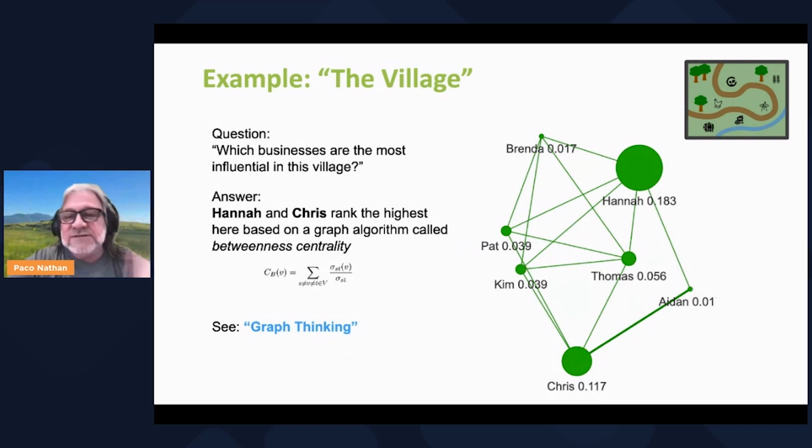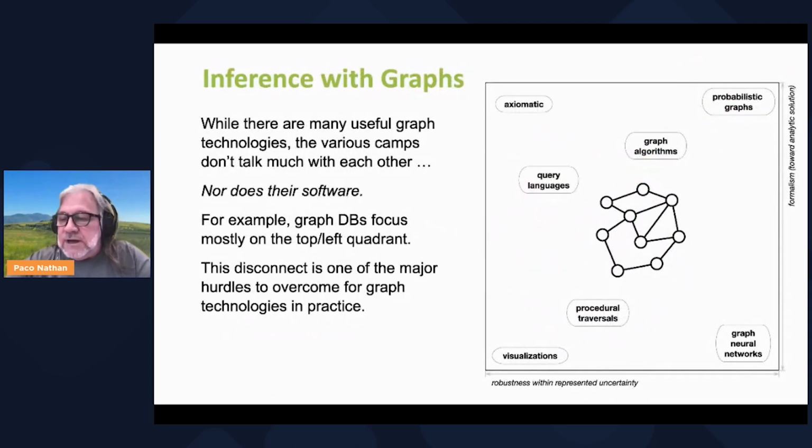What that means is she's in the midst of deal flow. She's really central when it comes to business in this village. So this is an idea of using graphs to get insights and inference, using graph data science. There's a much larger article about this called Graph Thinking. So the general category I'm talking about is graph data science, making inference with graphs.